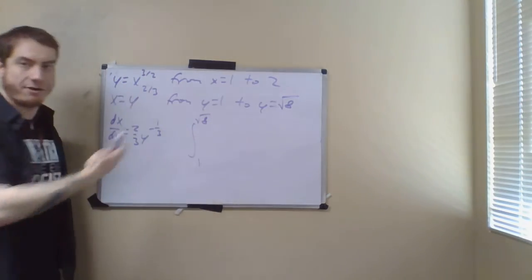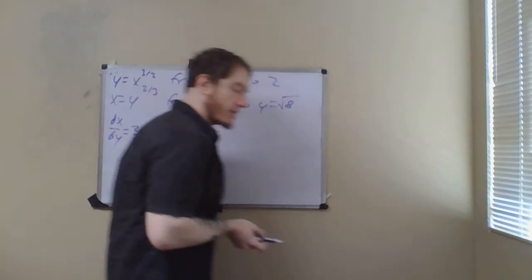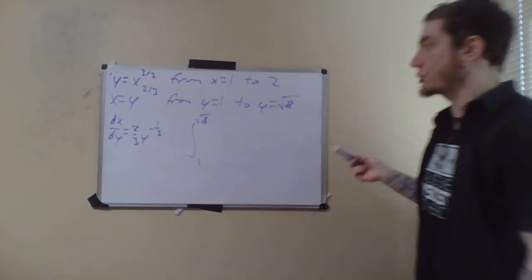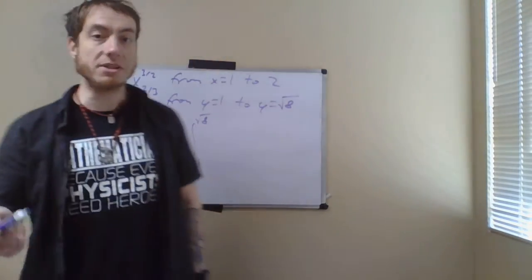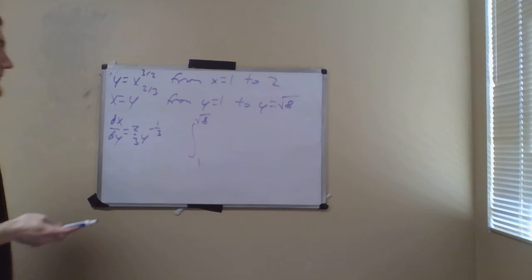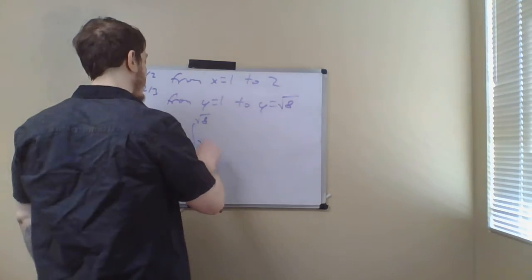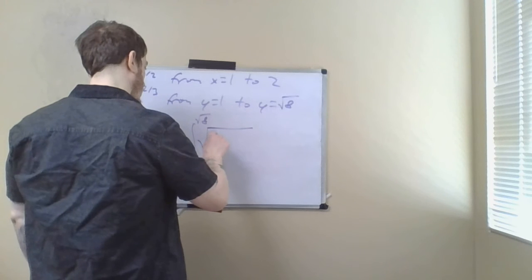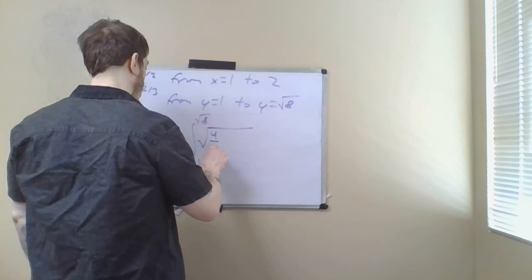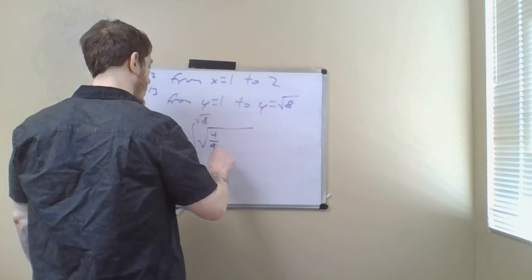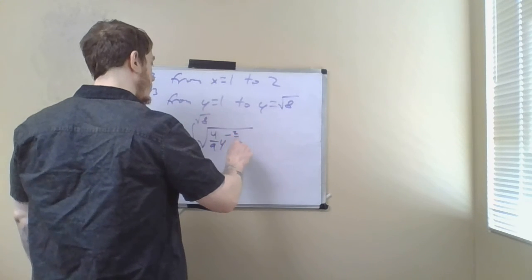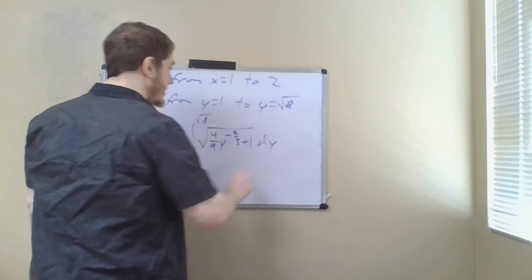Well, the integral I get is going to be from 1 to the square root of 8. Now, that's not too bad, okay? Square roots in the bounds, we don't like them, but not a major problem. In principle, we can certainly deal with it. But then we're going to have this square root of 4 over 9 y to the minus 2/3 plus 1 dy.